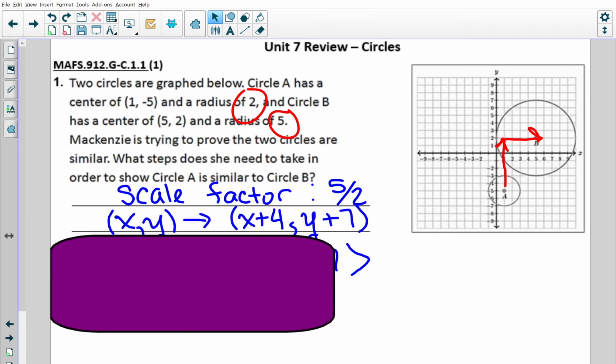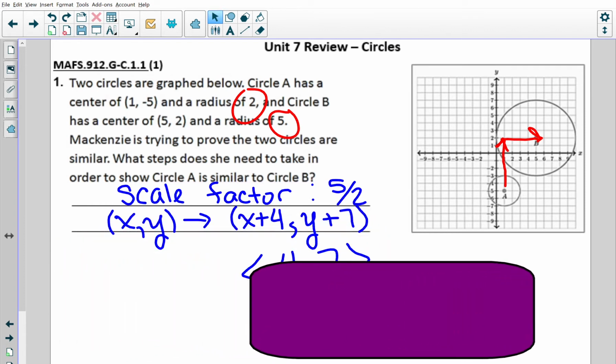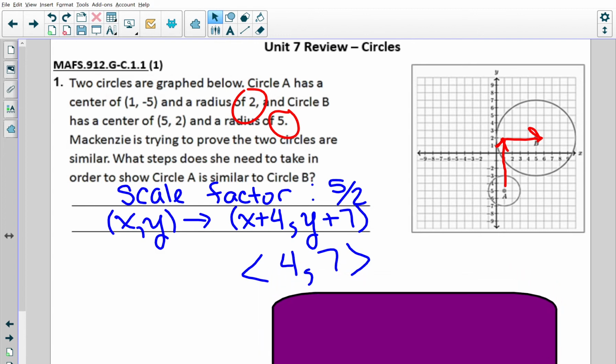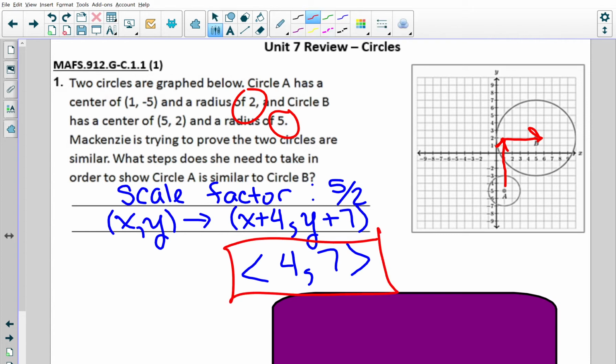All right, so it's getting bigger going from A to B, so it should be greater than 1, so 5/2. And our translation is up 7, right 4, which in vector notation is this, or coordinate notation is that. Pretty simple stuff. The hardest part is getting the scale factor right. Remember, smaller, a reduction, is less than 1, and an enlargement is greater than 1. Moving on.